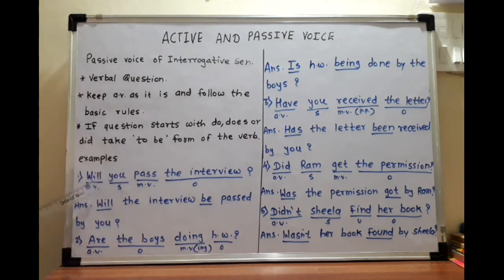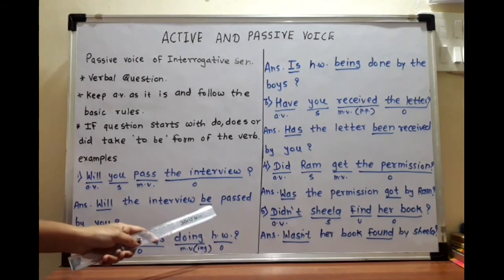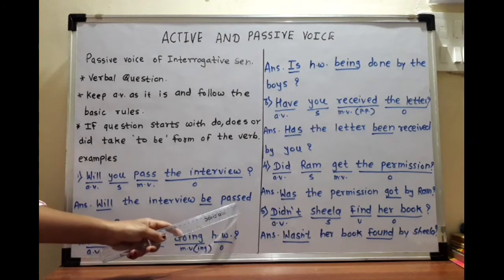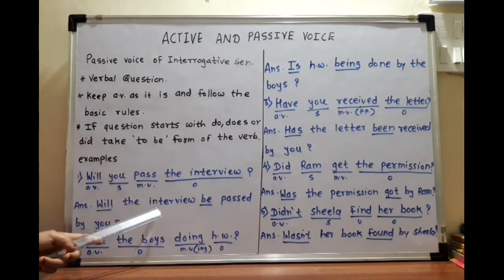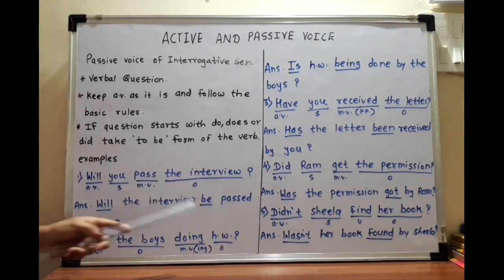For example, will you pass the interview? Will is a modal auxiliary verb, so you know it very well. When a modal auxiliary comes in active voice, while changing into passive voice, you have to use be. And the basic rule is the same. Identify subject, verb and object, take the object in the subject's place, take the past participle of the main verb, take by and take the subject in the object's place. According to those rules, the answer is: will the interview be passed by you? Got it? A modal auxiliary verb is there, so we are taking be.